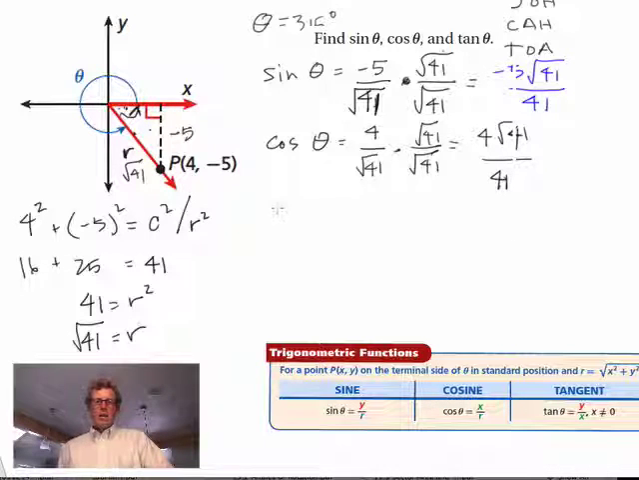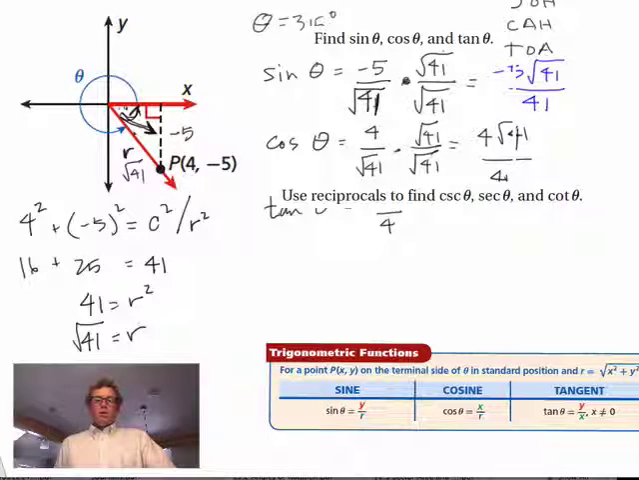Okay, and then last but not least is tangent of theta. And the tangent of theta is going to be opposite over adjacent. So there's my opposite length right over here. And then adjacent, so that's going to be -5 over 4. Great, so that's the first part. Now here's the next part. Use reciprocals to find cosecant, secant, and cotangent.